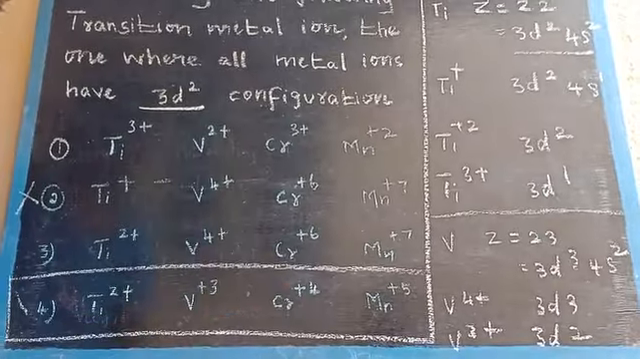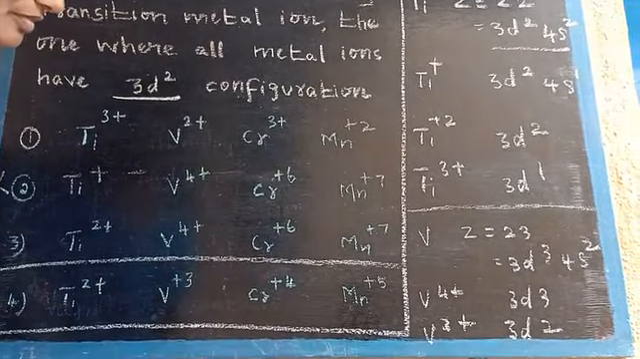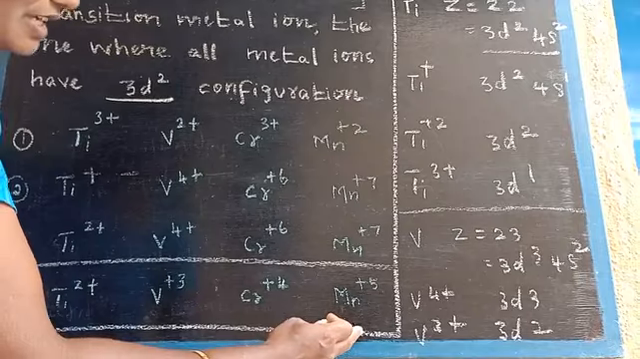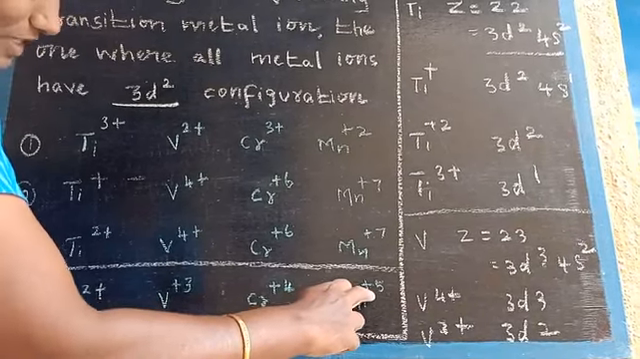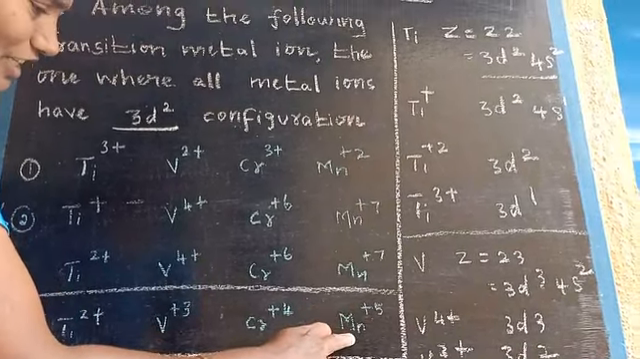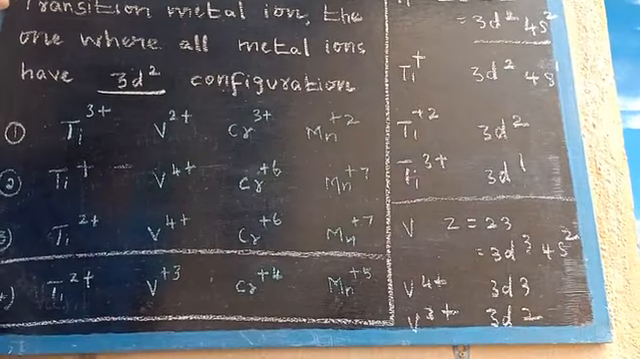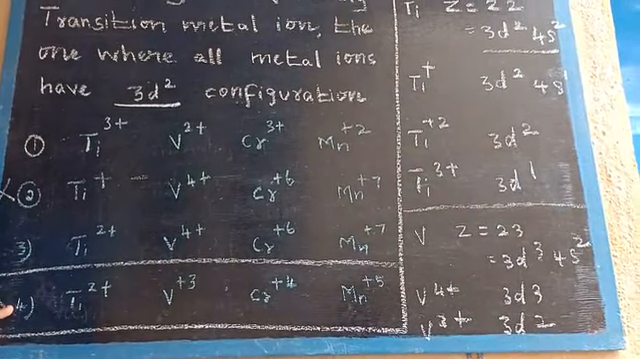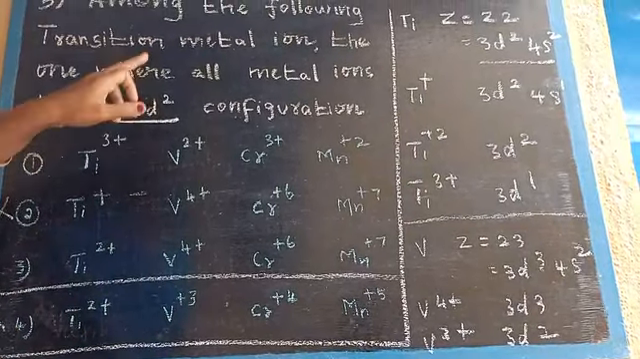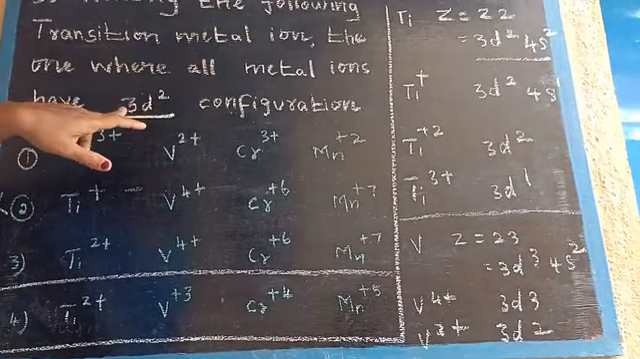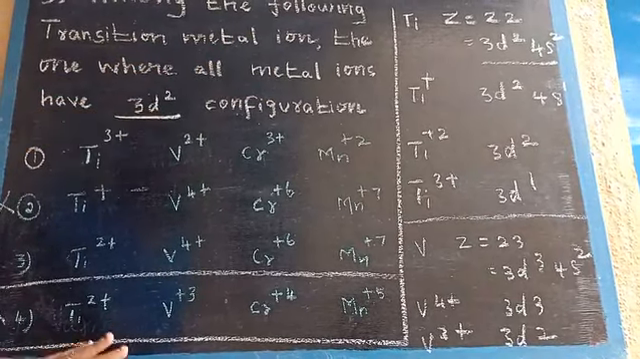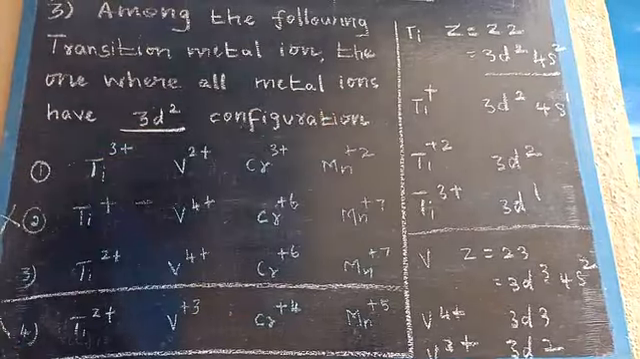Manganese atomic number 25, so 3d5 4s2, so 3+ gives 5, not 3d2. The same way for chromium also. So what is the correct option? Option 4th one. The question is which transition metal ion series has 3d2 configuration. So this is the way to find out the answer.